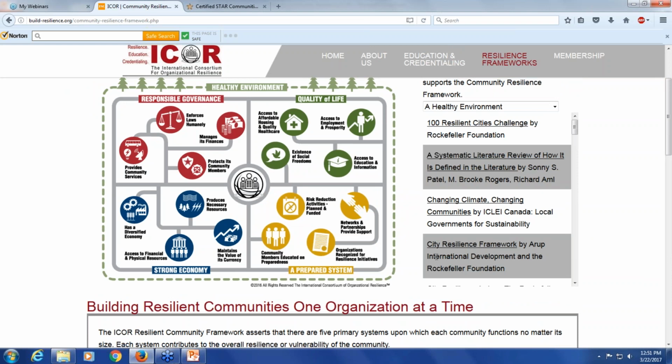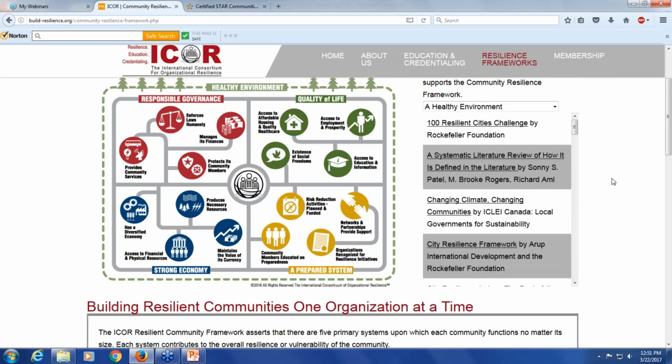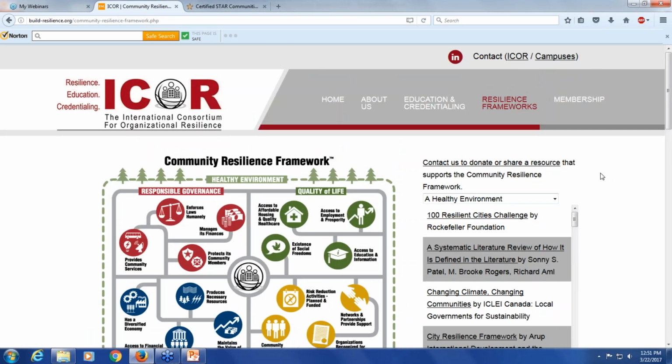So here, something like dealing with climate and changing communities is under environment. Something like the City Resilience Framework developed by the Rockefeller Foundation might be under all 5. You can download these and have access to them, and all of the ones that we talked about today are also included here.